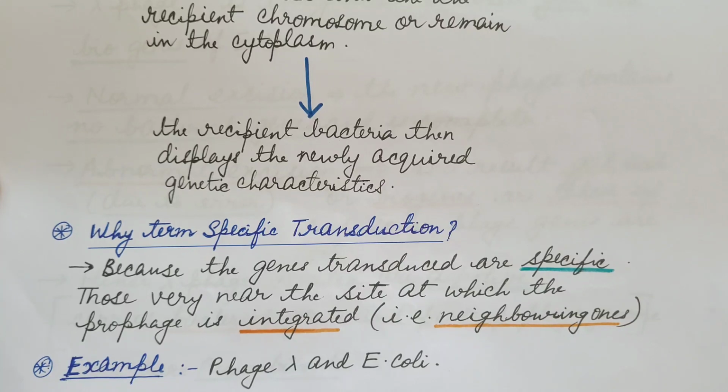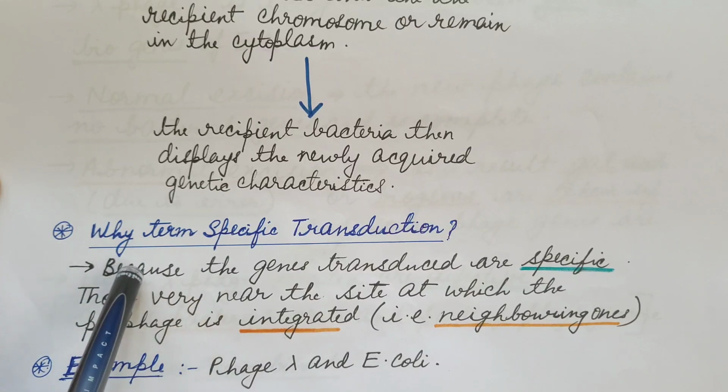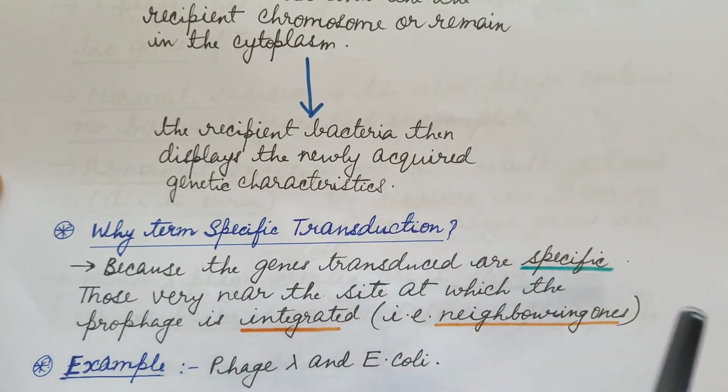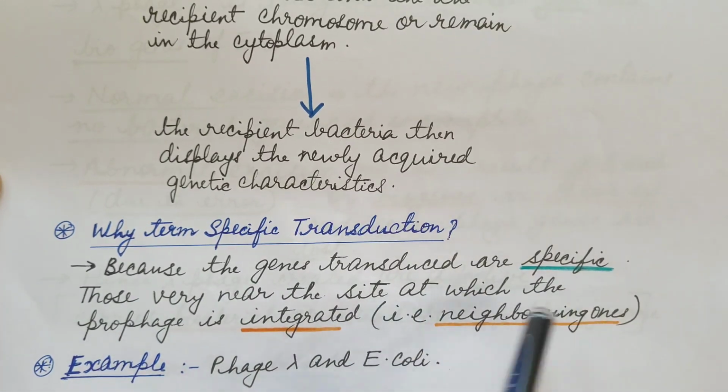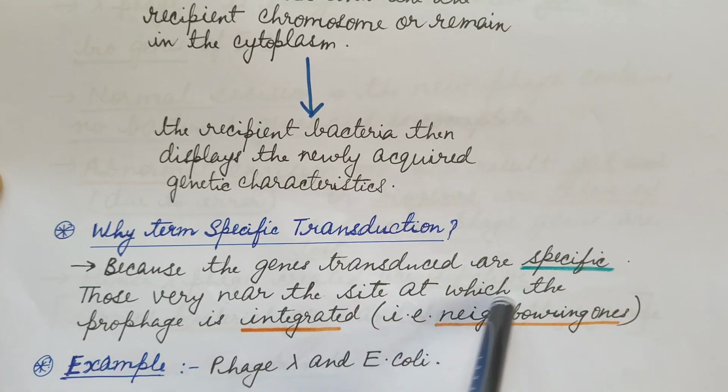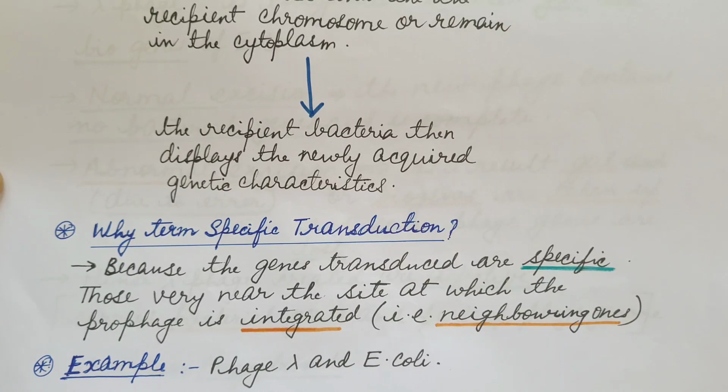Now we may wonder why the term specialized transduction is used. It is used because the genes that are transduced are specific: those genes that are near the site at which the prophage is integrated. That means these include only the neighboring ones. Hence, in this process, a restricted set of bacterial genes is transferred to another bacterium, not random genes. Hence, the term specific transduction or specialized transduction is used.